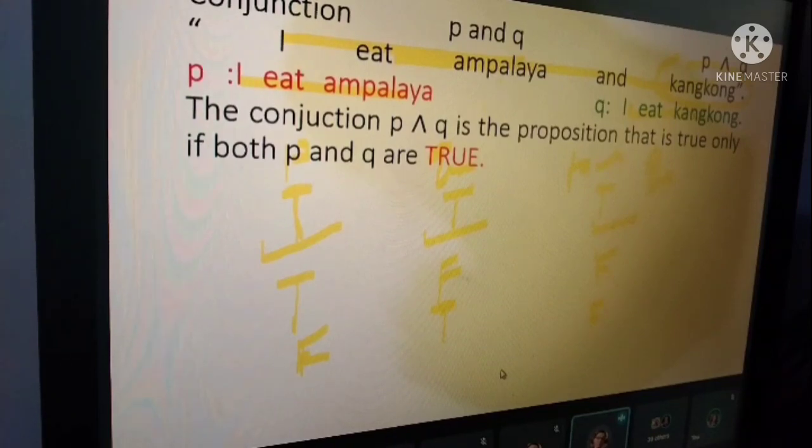Tapos, ang sabi niya ay eat ampalaya na eat kangkong, ang P mo ay eat ampalaya, hindi naman siya talaga kumakain ng kangkong. Tapos, ang kangkong, hindi naman siya talaga kumakain ng kangkong, hindi kumakain ng ampalaya.